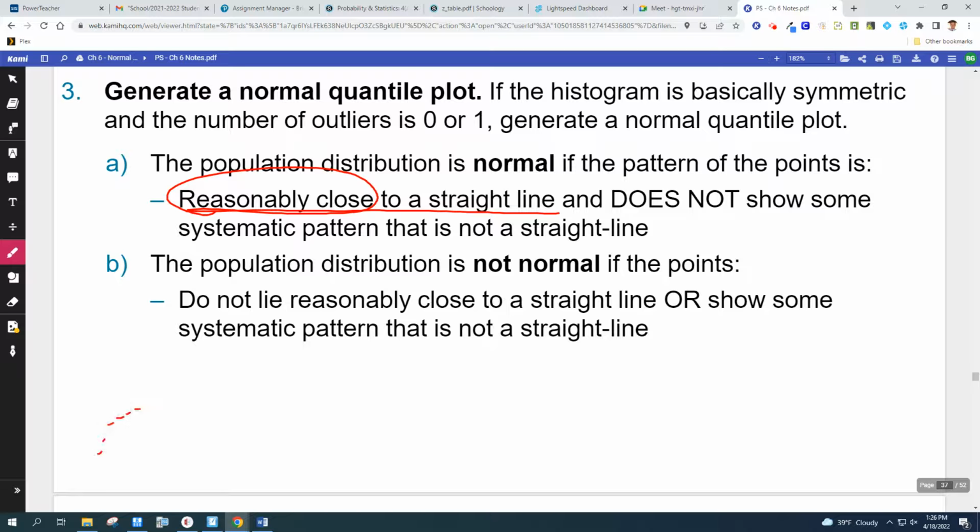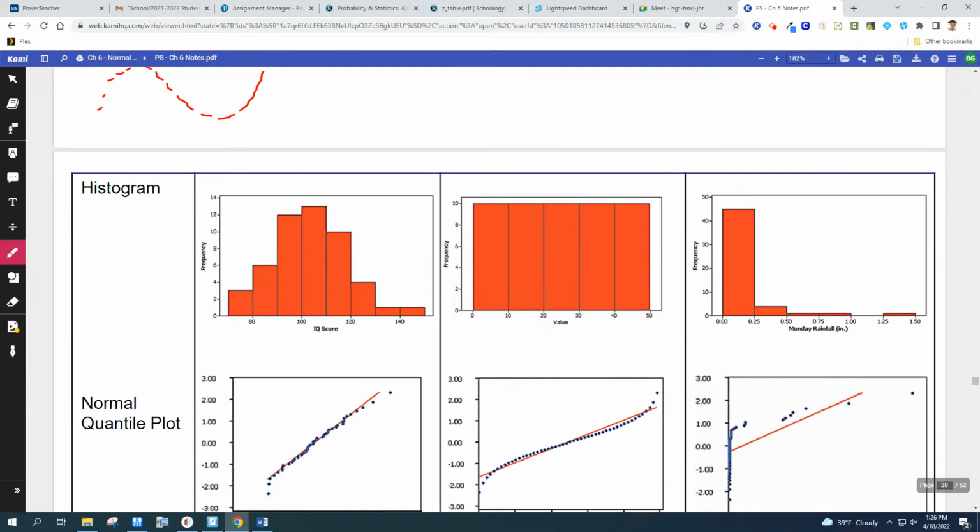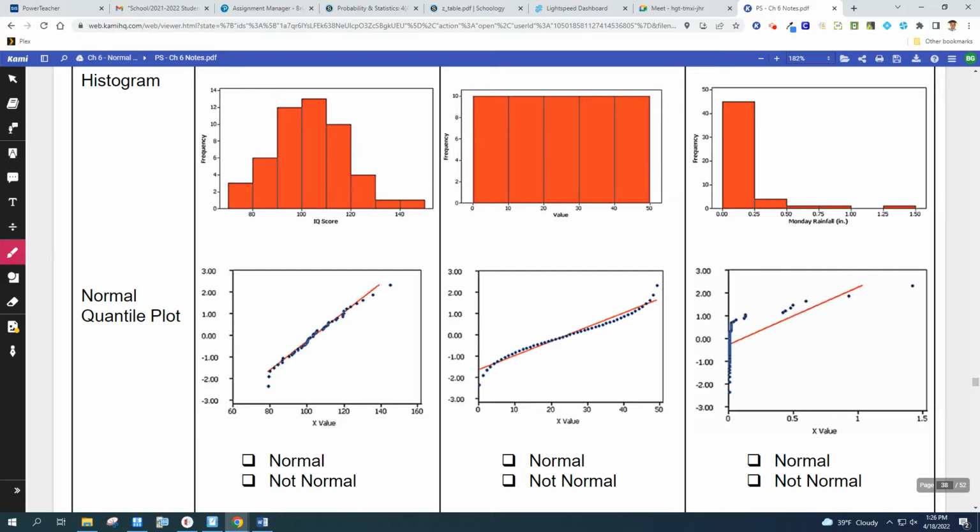So if you've got dots that make some kind of pattern, that's not normal. We want the dots to form a straight line. This doesn't look like a straight line. So here are a few examples. When we're trying to figure out if something is normal or not, we look at the histogram, and if it's essentially bell-shaped, then it could be normal. And then we look at the normal quantile plot, and if this is reasonably straight, we're thinking this is normal.